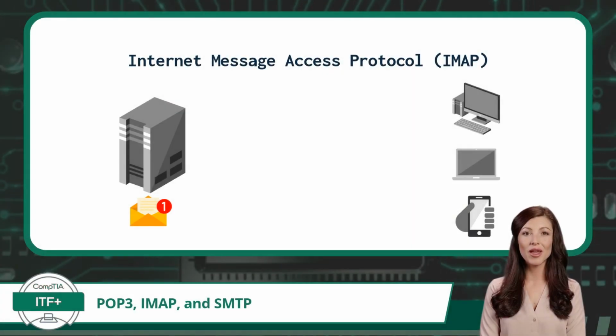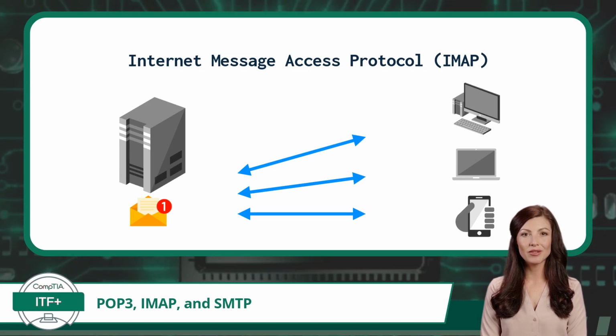Now let's talk about IMAP. IMAP stands for Internet Message Access Protocol. IMAP is a modern, synchronized way of handling emails. When you use IMAP, your email client remains connected to the email server. Instead of downloading and removing the emails, IMAP keeps your emails stored on the server while syncing them with your email client or clients.